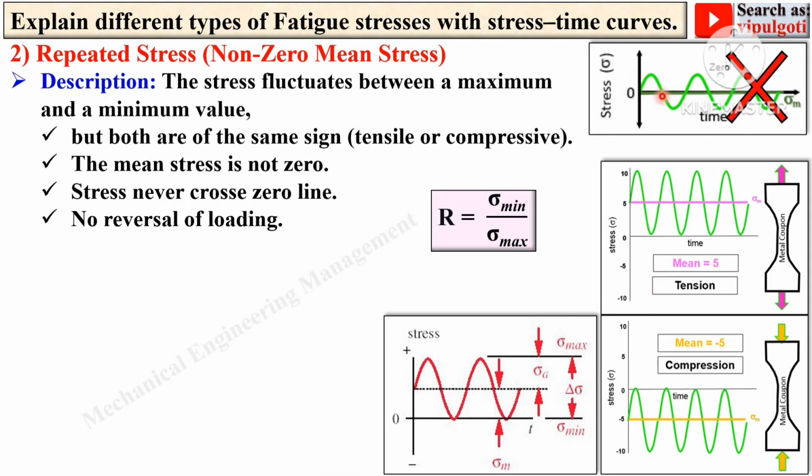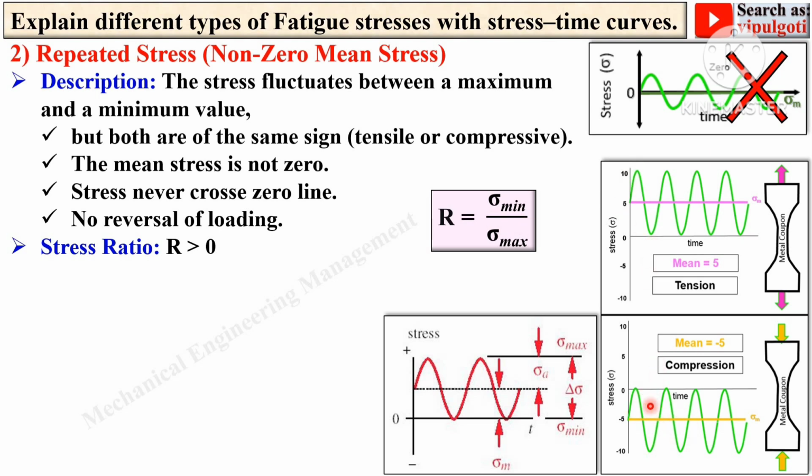In the previous case we have seen there will be reversal, but in case of repeated stress there will be no reversal. That means there is no positive and negative value. It is always either above the zero line or below the zero line. Stress ratio is always greater than zero, both values having positive value. So obviously your stress ratio will be greater than zero.